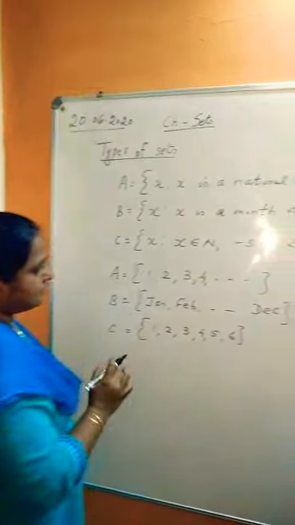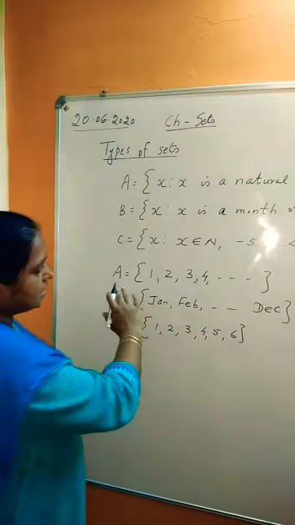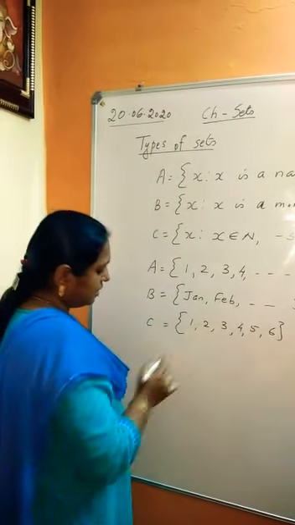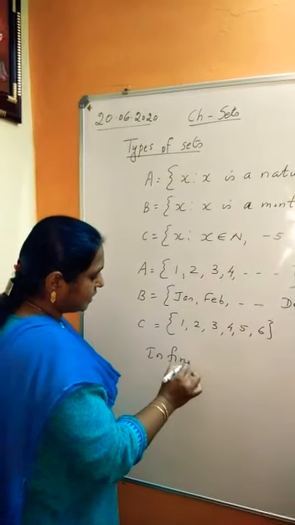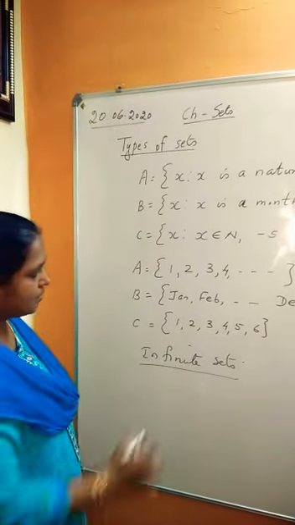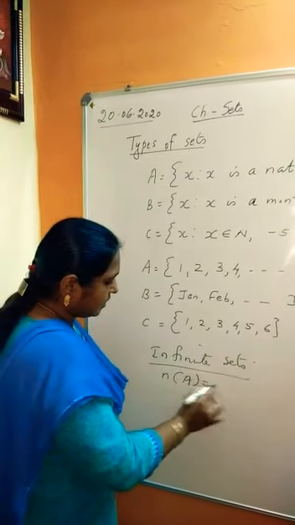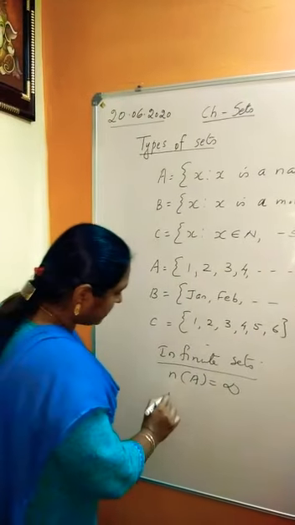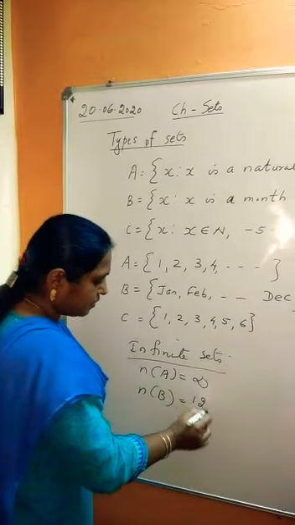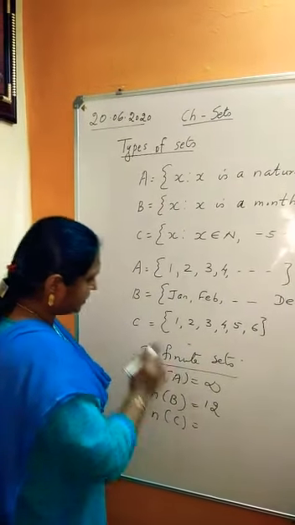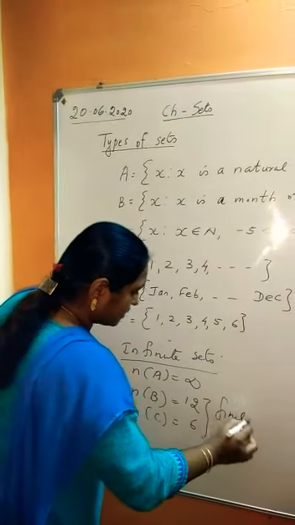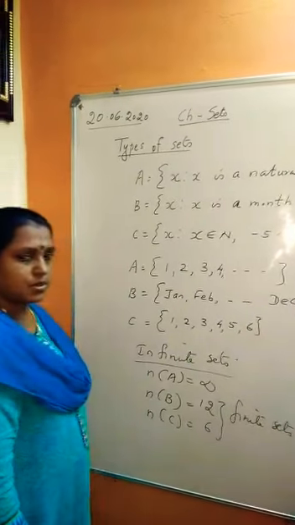In the first case, if we count the number, we can see that there is no end. That means the number of elements of A is infinite. Such type of sets are known as infinite sets. Infinite set means we cannot count the number of elements, or the number of elements can be infinity. But in the second and third cases, the number of elements of B is January to December, 12 months, we know that. Similarly, in the third set, there are 6 elements. So these two are examples of finite sets. This is one classification of sets based on the number of elements.